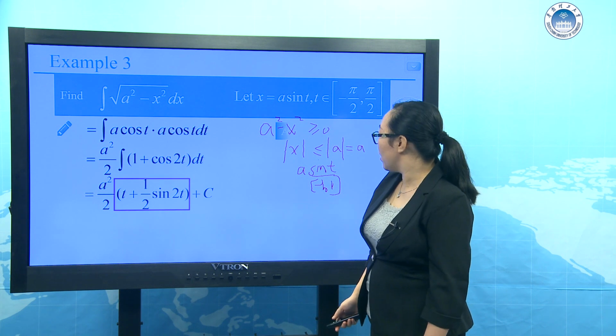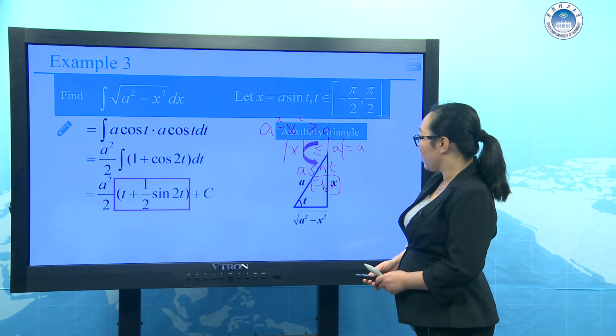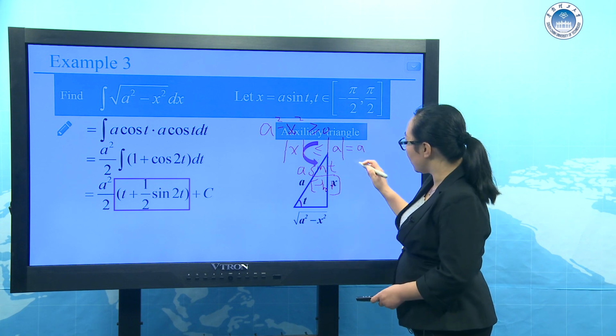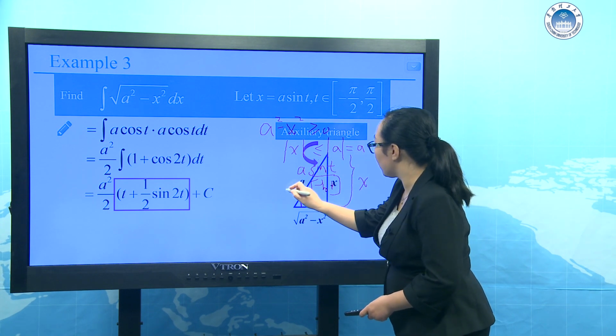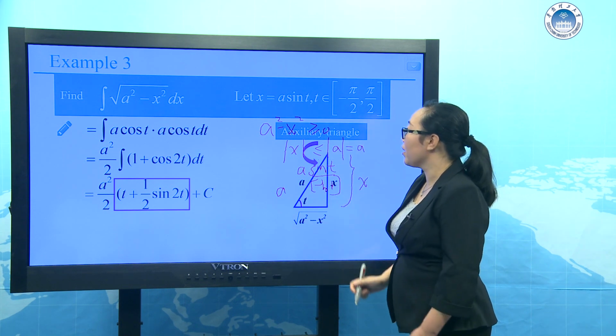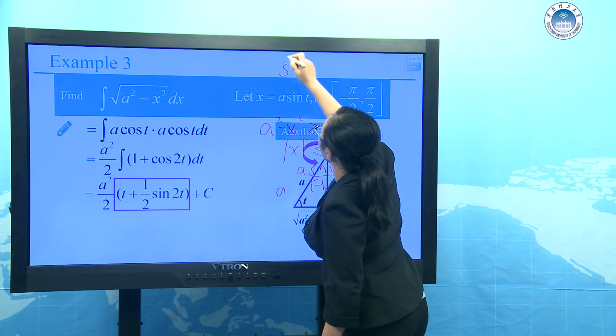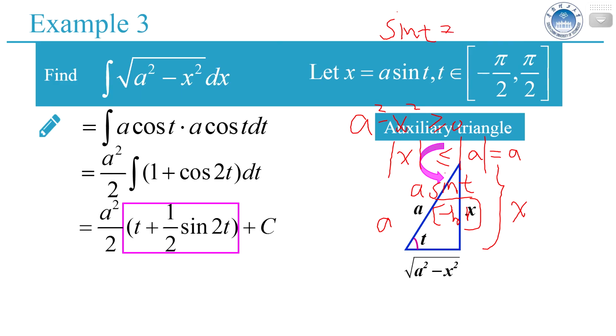How to do? Look at the corresponding triangle. This is our x, and this is our a. In this angle, we can get sine t equals the corresponding x over a. So it equals x over a. And then the corresponding cosine t equals the square root of a squared minus x squared over a. So here t equals arc sine of x over a.